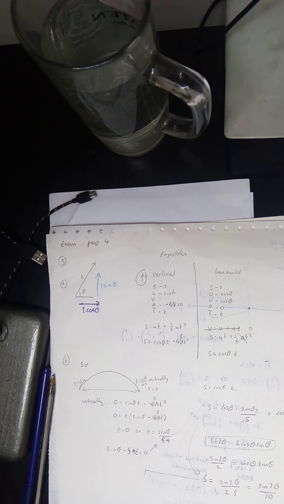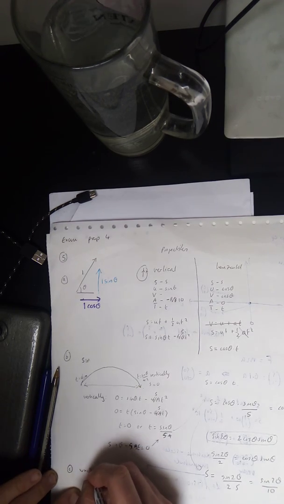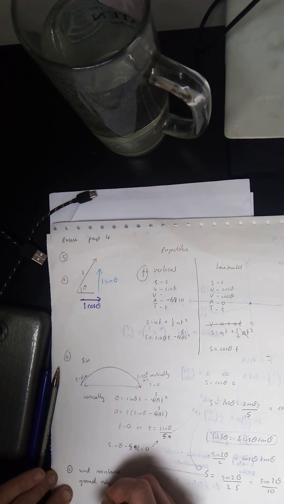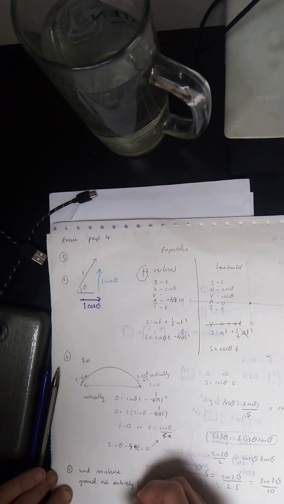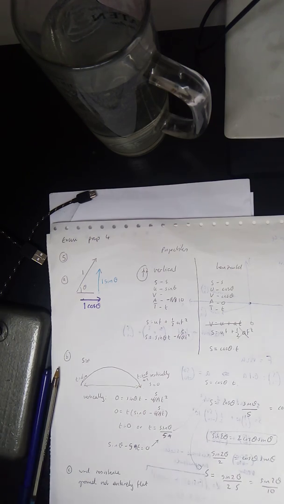Okay, describe one limitation of this model. What's the limitation? No wind resistance. The ground won't be flat. Let's write some of these down: wind resistance, ground not entirely flat. What else have we got? I'm interested to see what you say for this one.